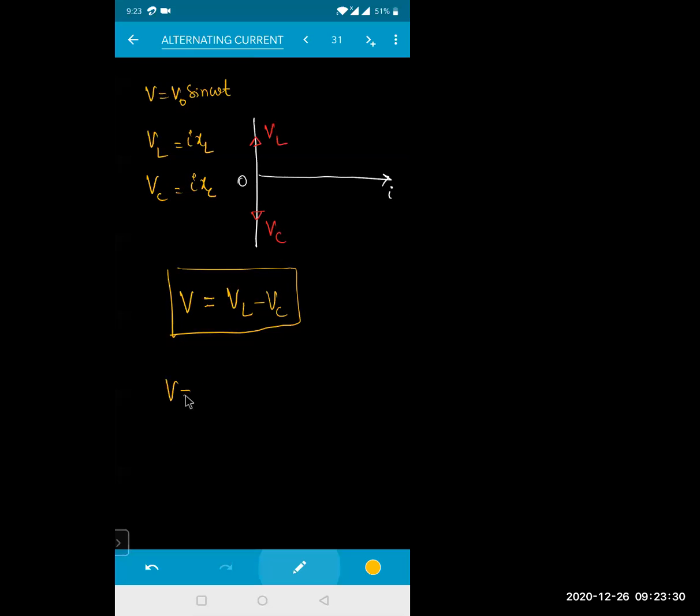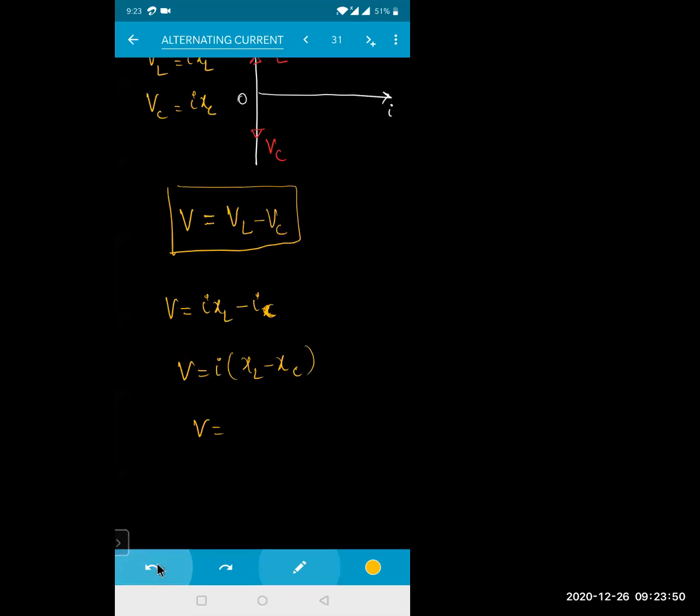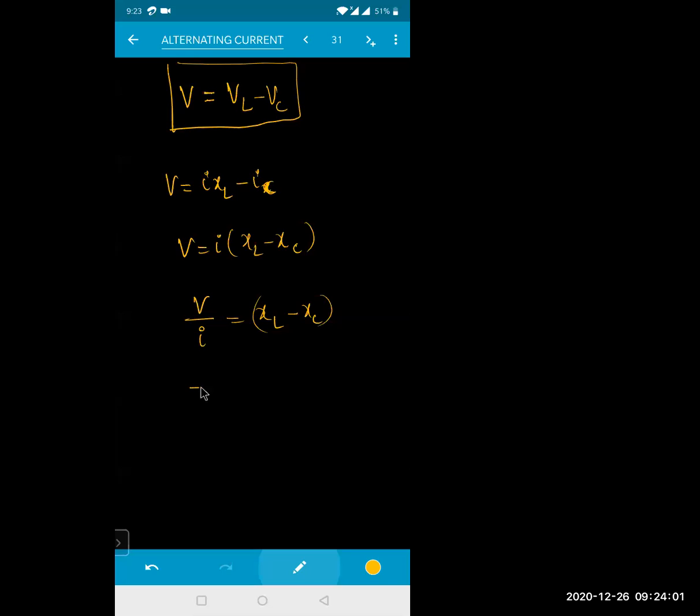Or else I can write V is equal to I into XL minus I into XC. So V is equal to I common, into XL minus XC. So V by I is equal to XL minus XC. V by I is nothing but what? Impedance. So this will be your Z. Z is equal to XL minus XC. So this will be the resultant impedance of the given condition.